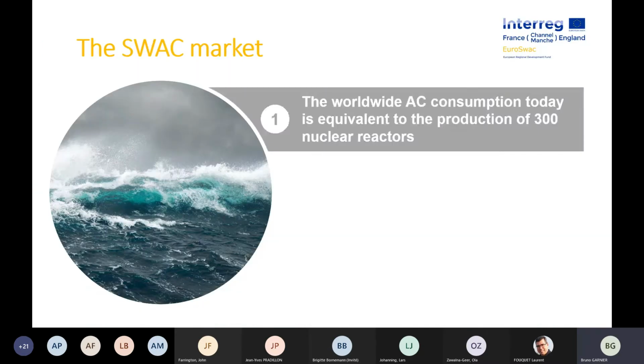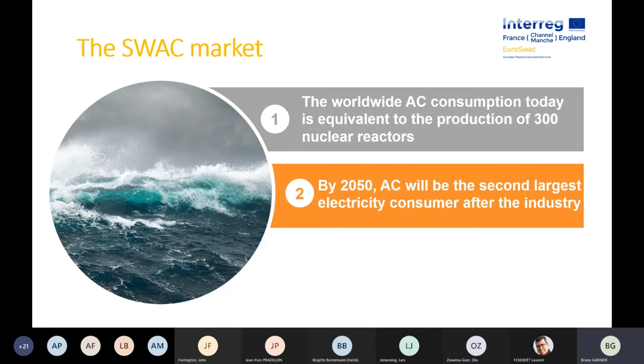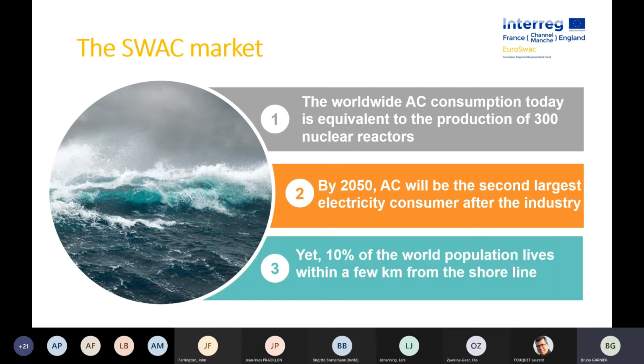First, I'm going to talk about the SWAC market. The worldwide AC consumption is equivalent of the production of 300 nuclear reactors. By 2050, AC will be the second largest electricity consumer after the industry. And yet, 10% of the world population lives within a few kilometers from the shoreline. So we see that if we want this AC to be green, SWAC can have a huge interest in the future.